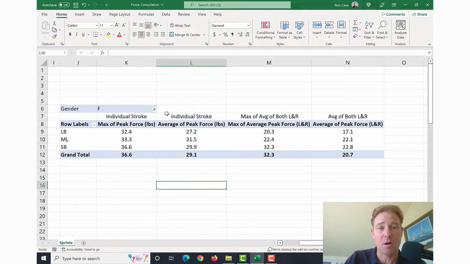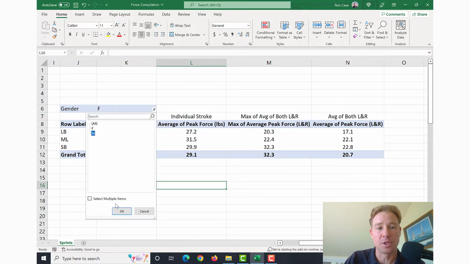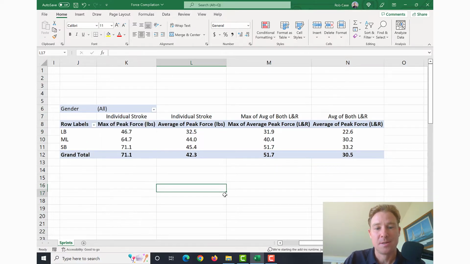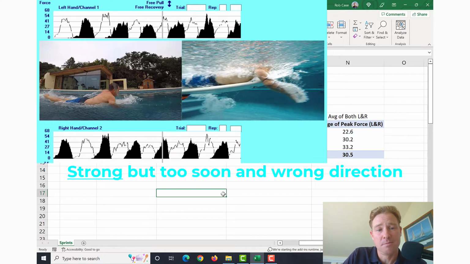You could be extremely strong. You can be that 71 pounds of force. But if you're applying that 71 pounds of force in the wrong part of the stroke, at the wrong time, in the wrong direction, is it going to move you forward? Is it going to accelerate you in the direction you want to go?